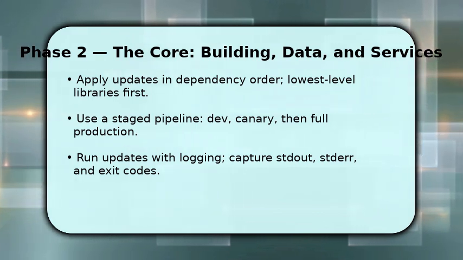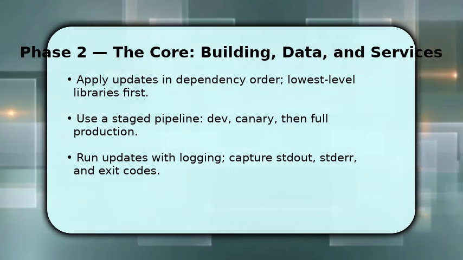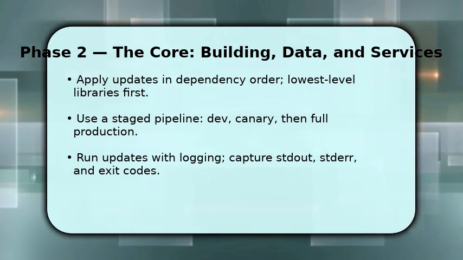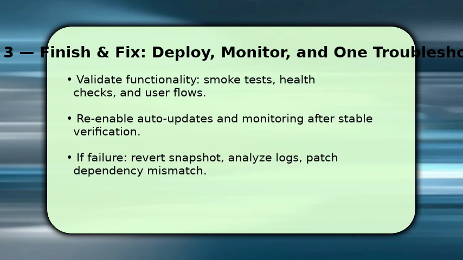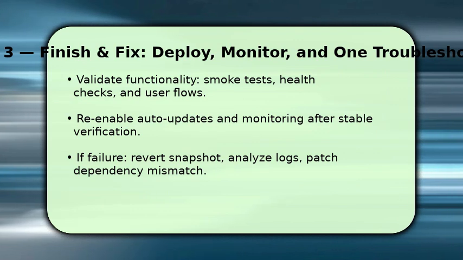If automated, orchestrate with a transaction-aware tool so you can roll back a subset without disrupting the entire. You finish by running smoke tests and end-to-end user flows to confirm stability. Monitor metrics and error rates for at least one maintenance cycle. Once stable, re-enable automated updates and alerting so future changes are visible.